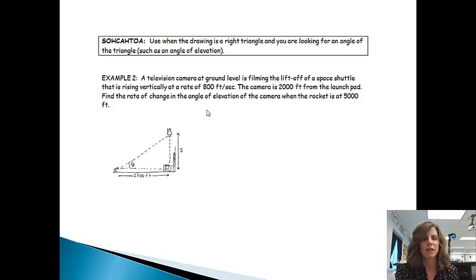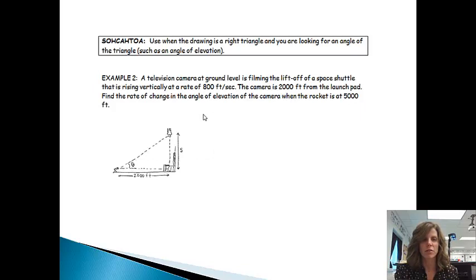A television camera at ground level is filming the liftoff of a space shuttle that is rising vertically at a rate of 800 feet per second. The camera is 2,000 feet from the launch pad. So you notice we've got this camera over here, 2,000 feet from that launch pad. Find the rate of change in the angle of elevation. You'll notice theta right here is the angle of elevation when the rocket is at 5,000 feet.